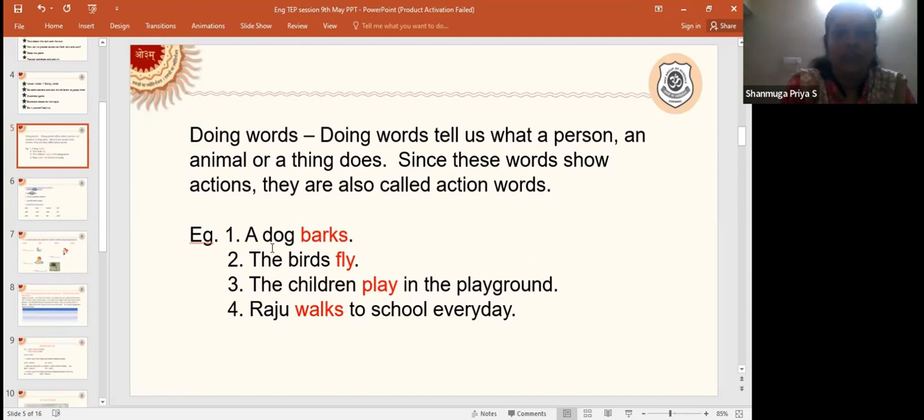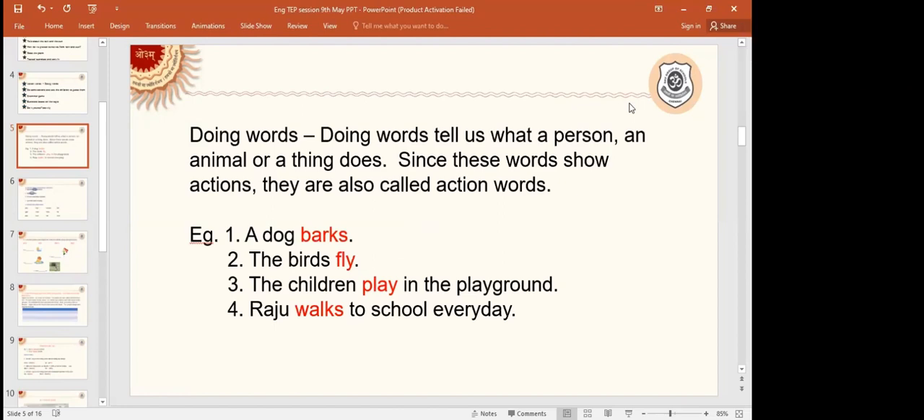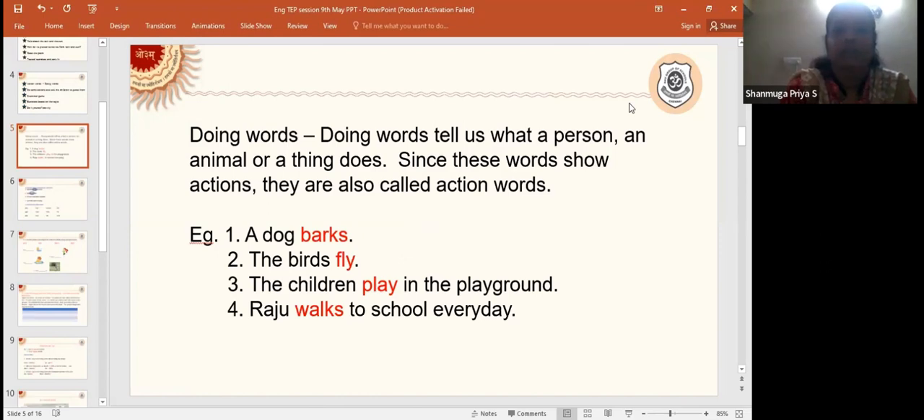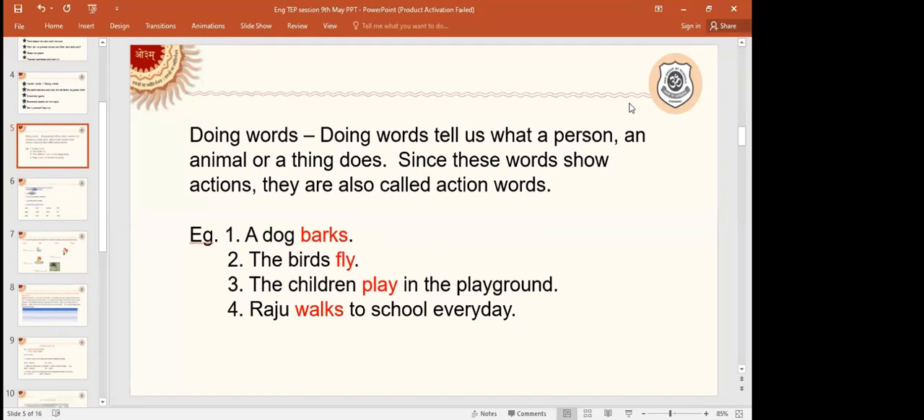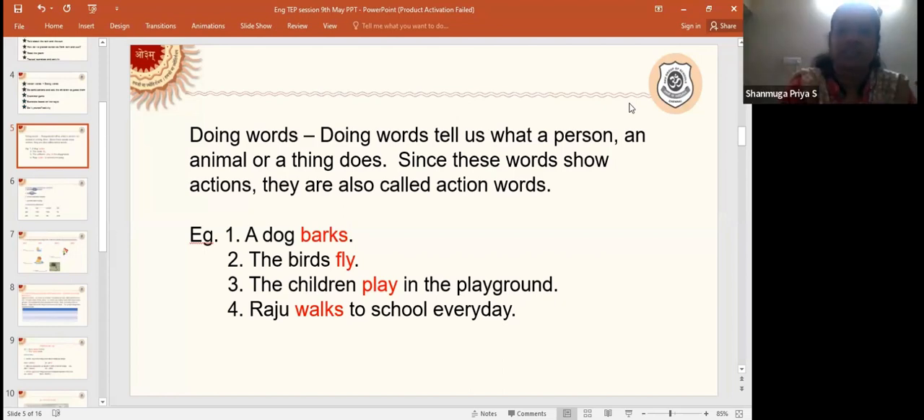Okay, for example, a dog barks, and we can ask what is the action word here, what is a dog doing? The children would answer, the dog barks. And then the birds fly. So what is a bird doing? Flying. So fly is the action word here. And then children play in the playground. So what are children doing? Play. Yes, so play is the action word here.